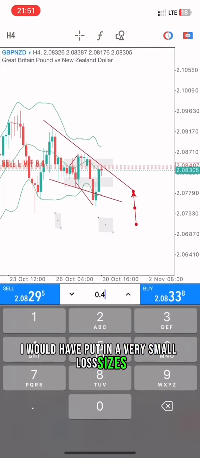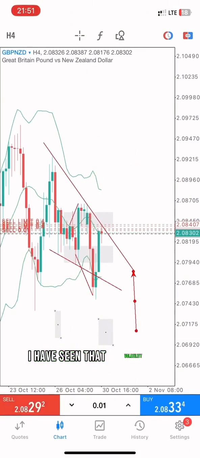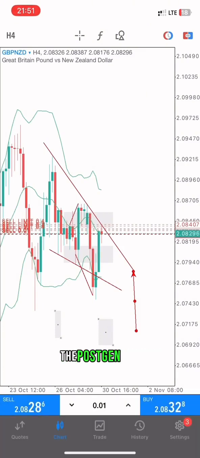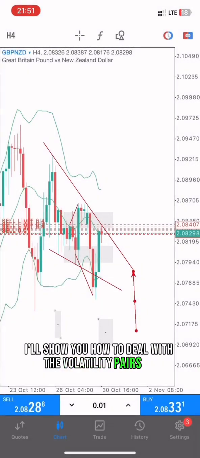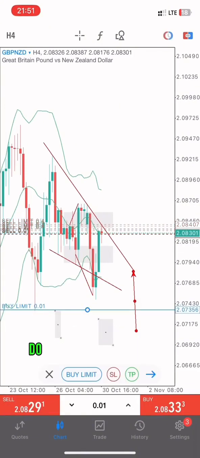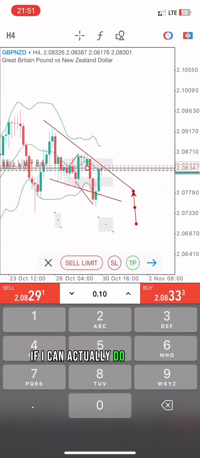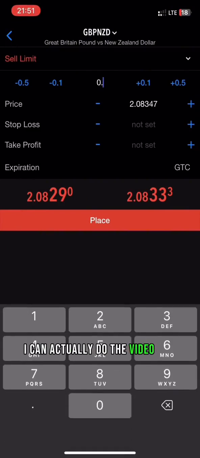In my next video, I'm going to be doing volatility. I have seen that Volatility 75 (1s) has changed the position size, but don't worry guys, I'll show you how to deal with the volatility pairs, even if they have big position sizes which you can afford. I'll show you in my next video. For those who like boom and crash, do put your comments in the video so that I know how many of you there are, and if I can actually do the video for you guys.